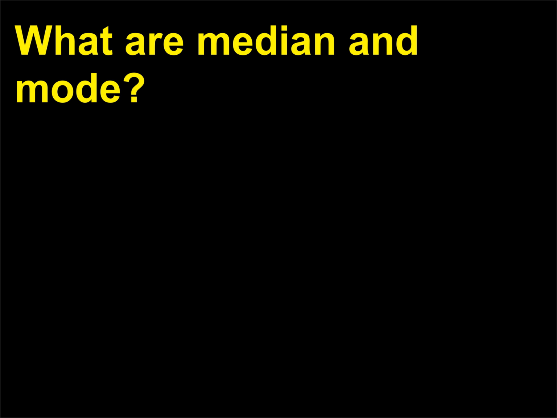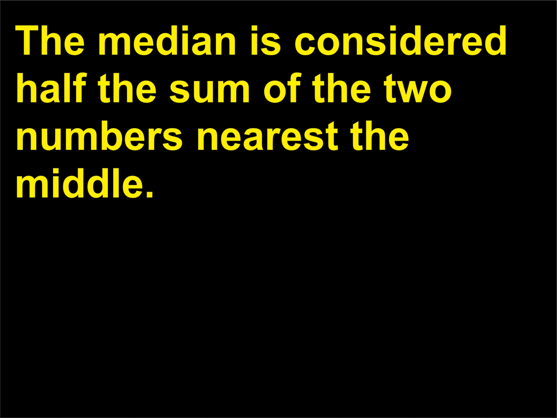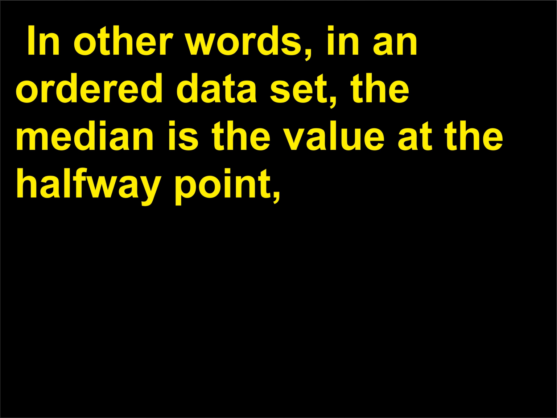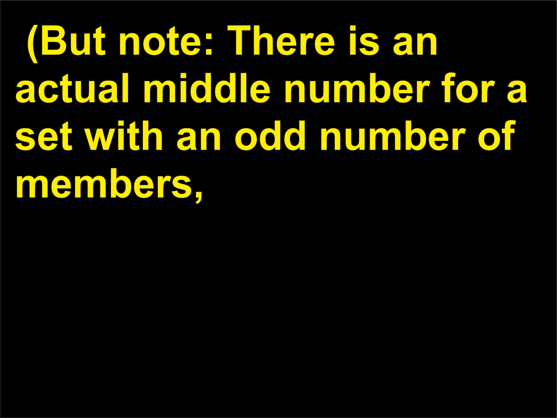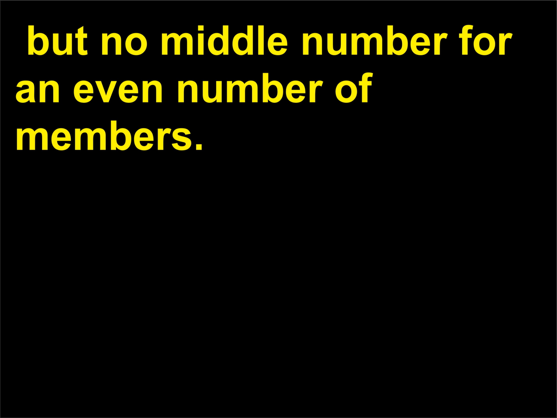What are median and mode? The median is considered half the sum of the two numbers nearest the middle. In other words, in an ordered data set, the median is the value at the halfway point, above and below which lie an equal number of data values. But note, there is an actual middle number for a set with an odd number of members, but no middle number for an even number of members.